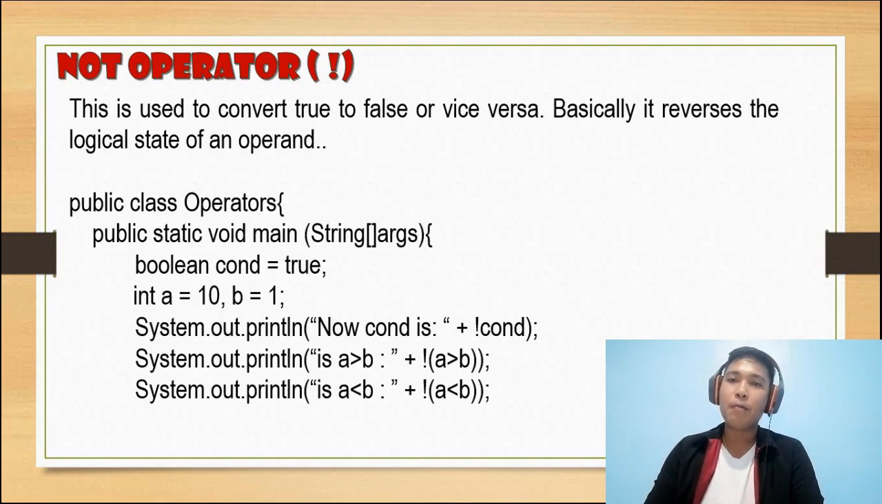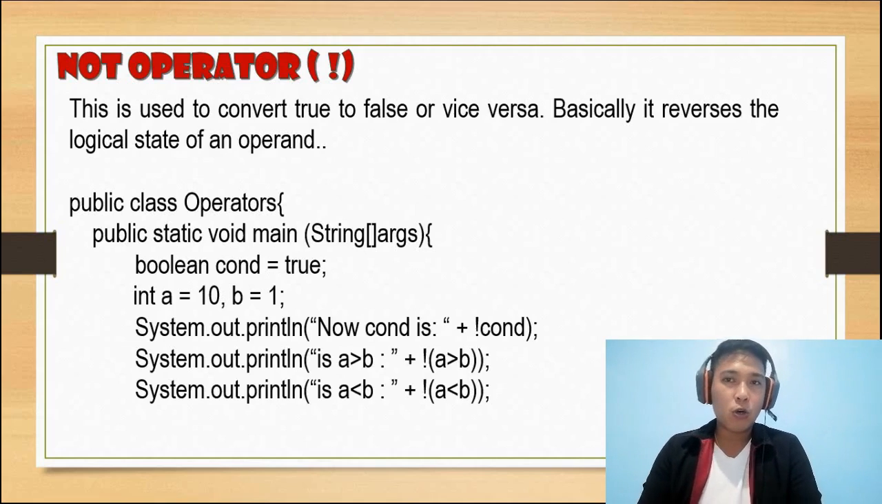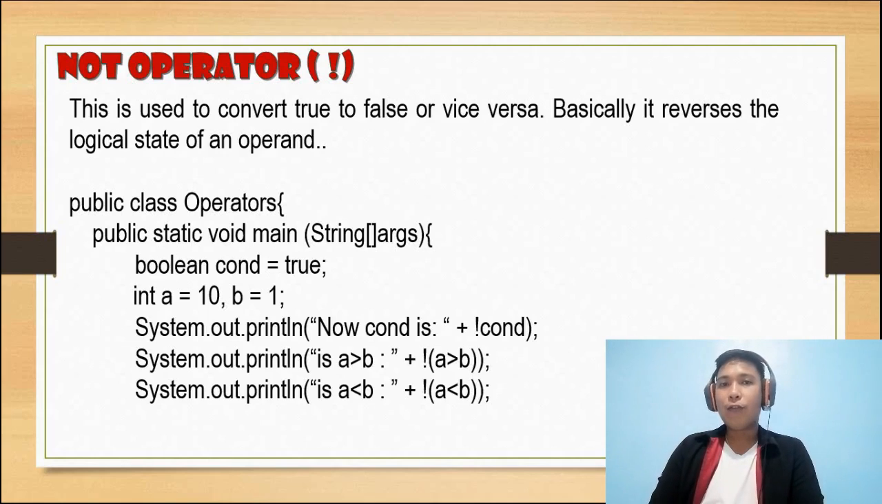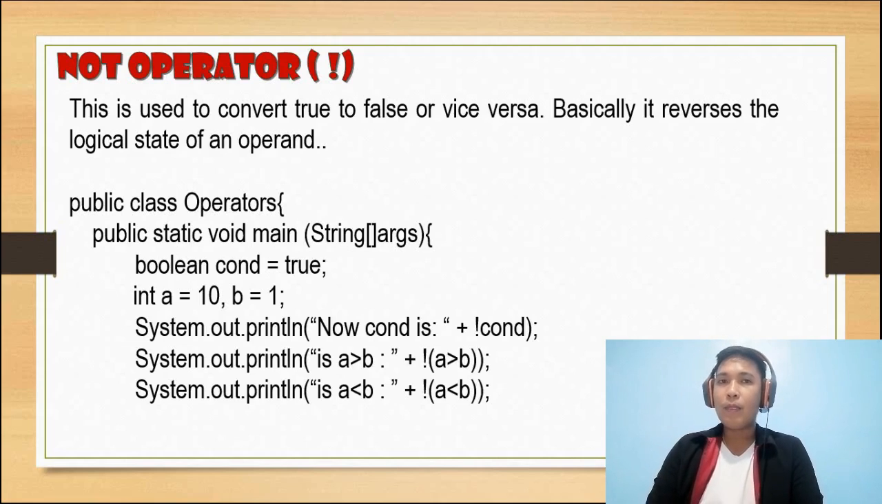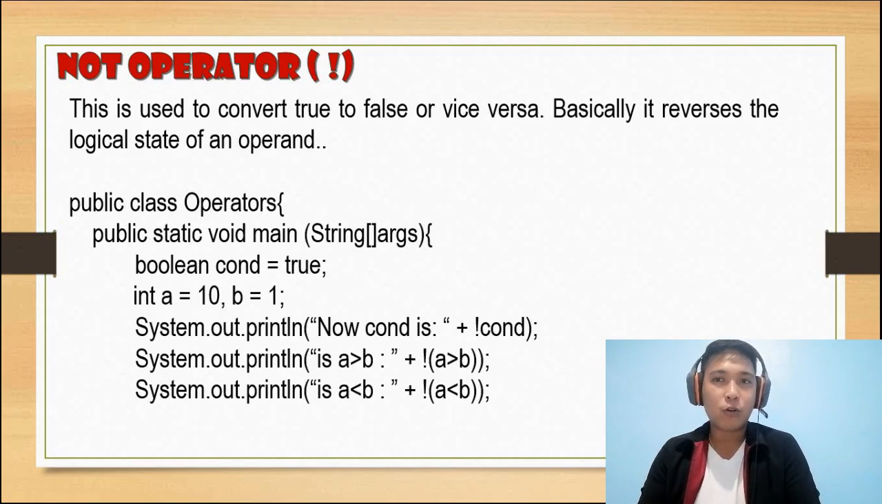Let's say for example we have Boolean cond is equals to true. So the variable cond has the state of true. Since we declared it true, then we have int a is equals to 10 and b is equals to 1. Now, if we try to execute System.out.print using the not operator, we know that cond is in a true state. But if we use the not sign on cond, it becomes false.